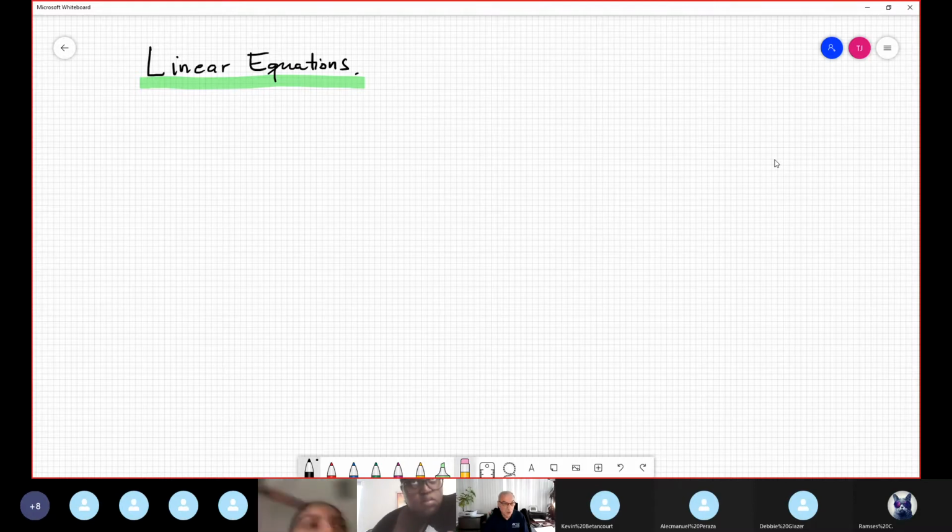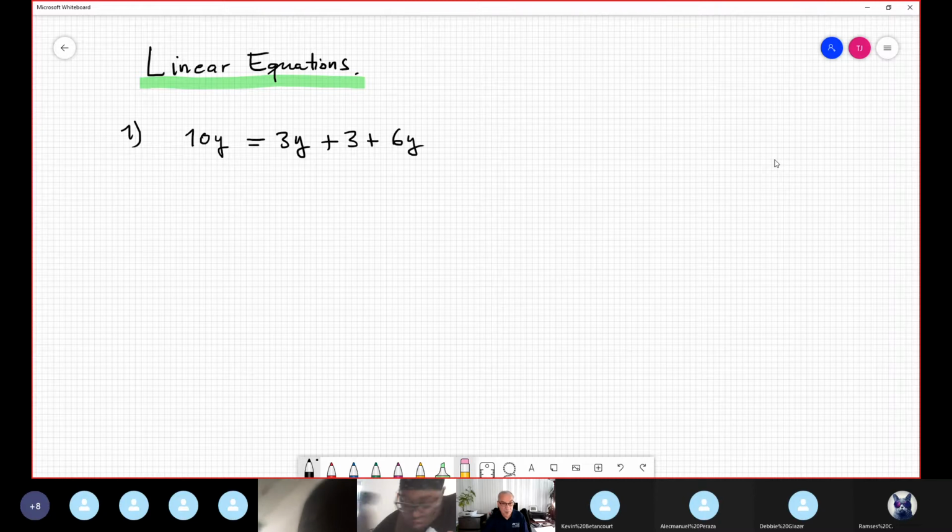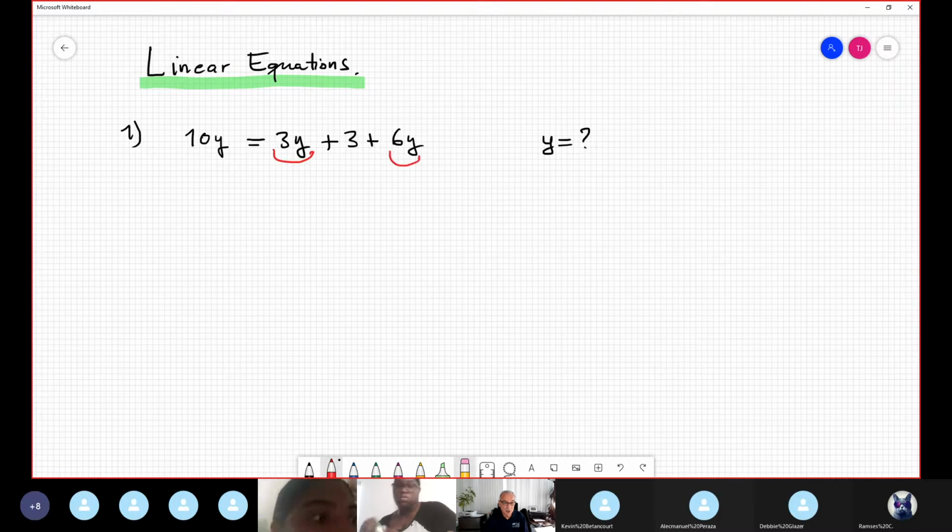Okay, let me start with one elementary example. Example 1. Suppose 10y equals 3y plus 3 plus 6y. The question is: solve the equation. Solving the equation means that when you manipulate it, you finally get y equals something. In this case, obviously, we can see that this term and this term are like terms, and we combine them. So you copy 10y, equals 9y, because 3 plus 6 is 9, plus 3.